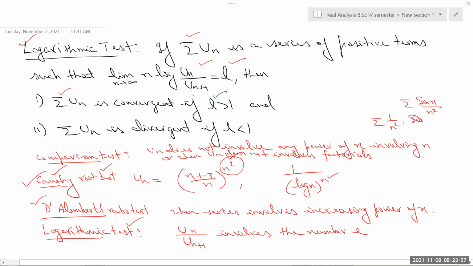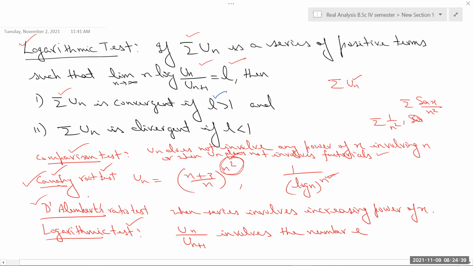But before that, let us recall that it is important to observe under which conditions each test is applicable. For example, for the comparison test: suppose summation un is the given series, and if un does not involve any power of x involving n, or does not involve a factorial, then it is good to apply the comparison test. And when the power involves n, it is better to apply Cauchy's root test.